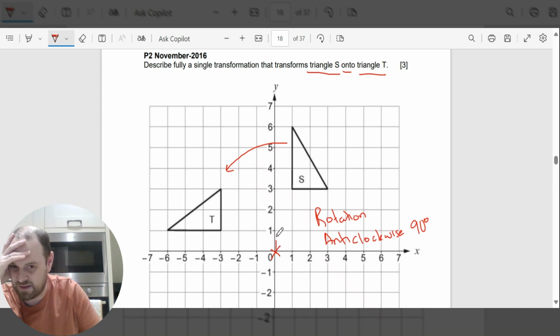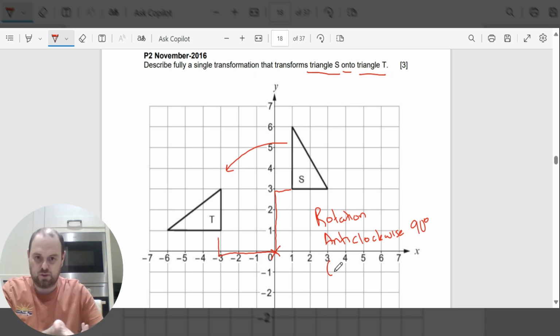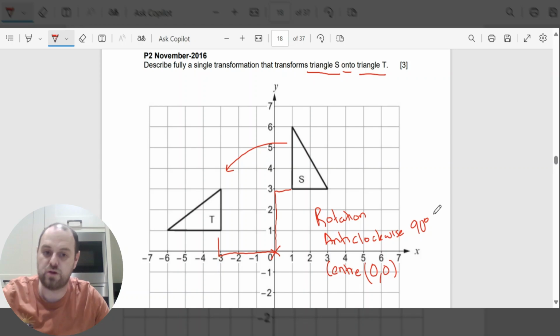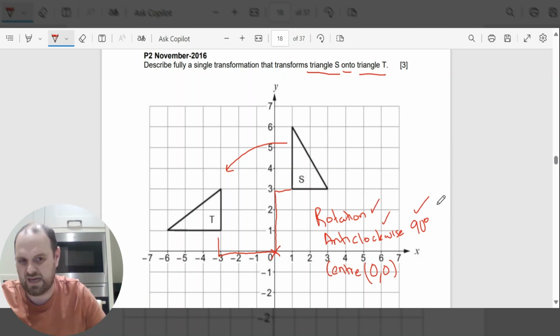You can kind of see to get to that point, it's 3 up and 1 across, and to get to that point, there is 3 across. So that's the center. You could really show off and say, I actually can give you the center as well, which is 0, 0, or use the word the origin. I've got a funny feeling though that's the 3 marks.